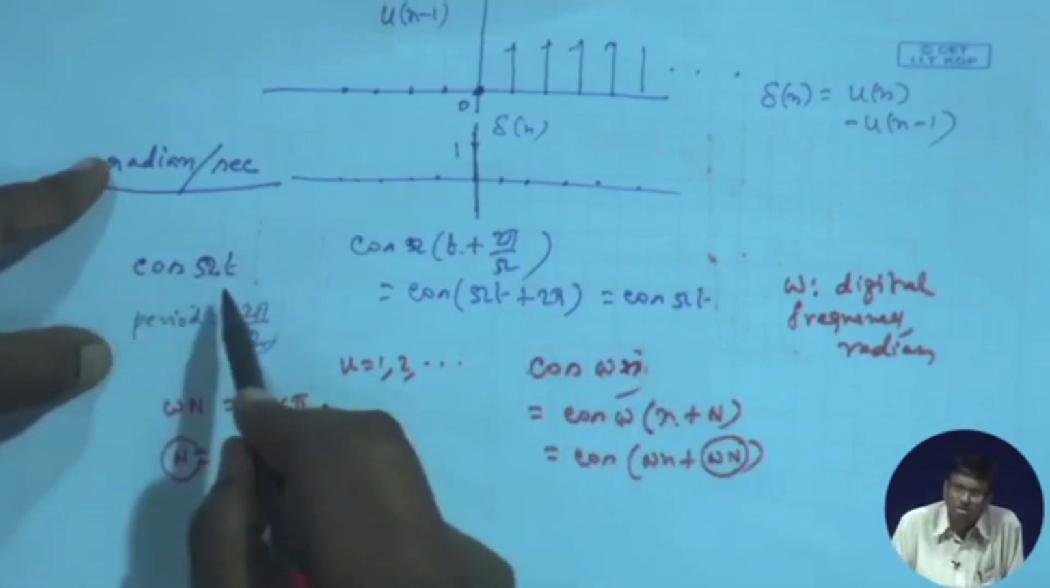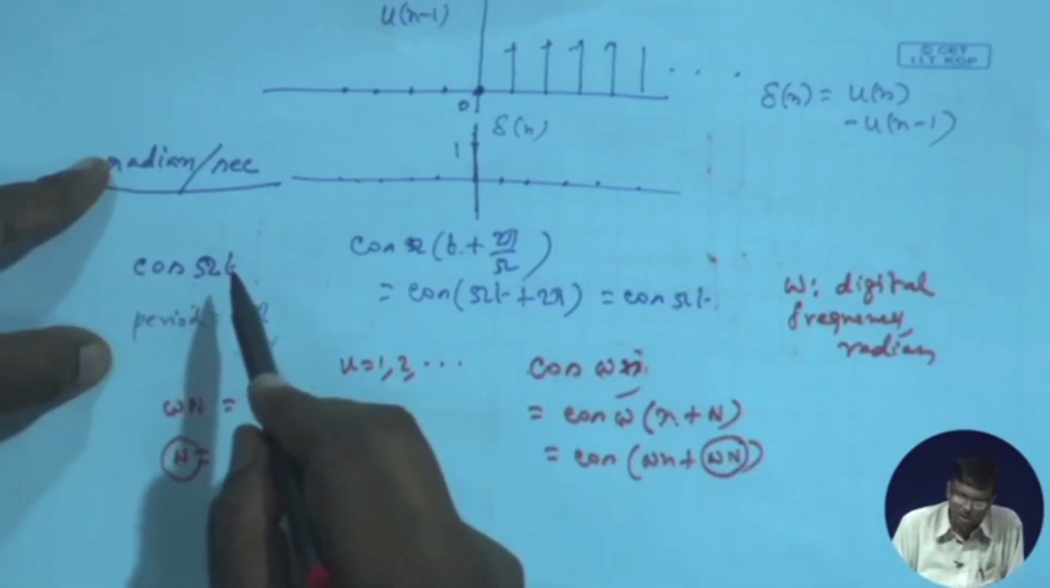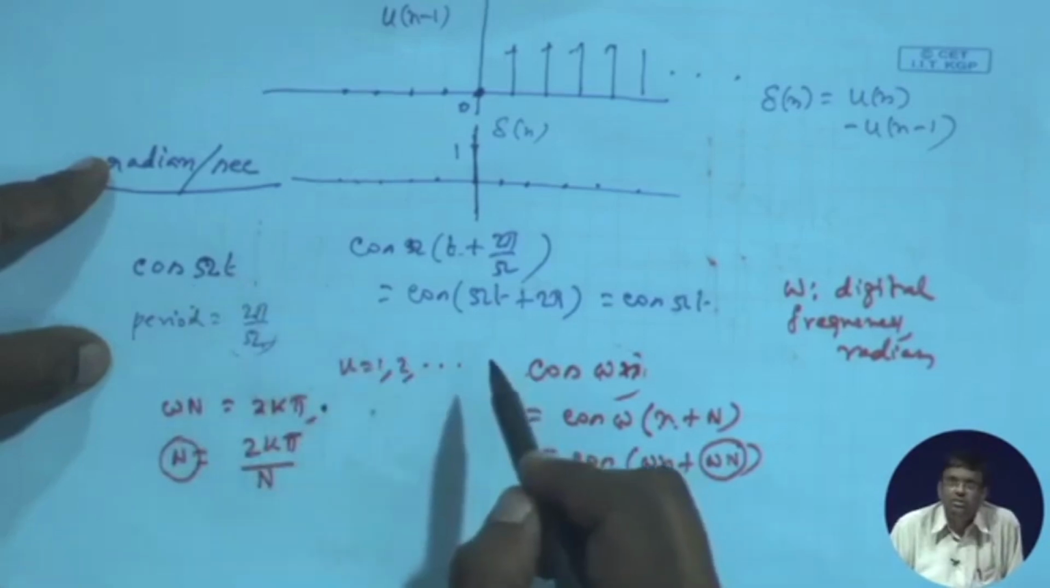But in the case of analog, it is periodic for any capital omega. This is a very big difference. Okay.